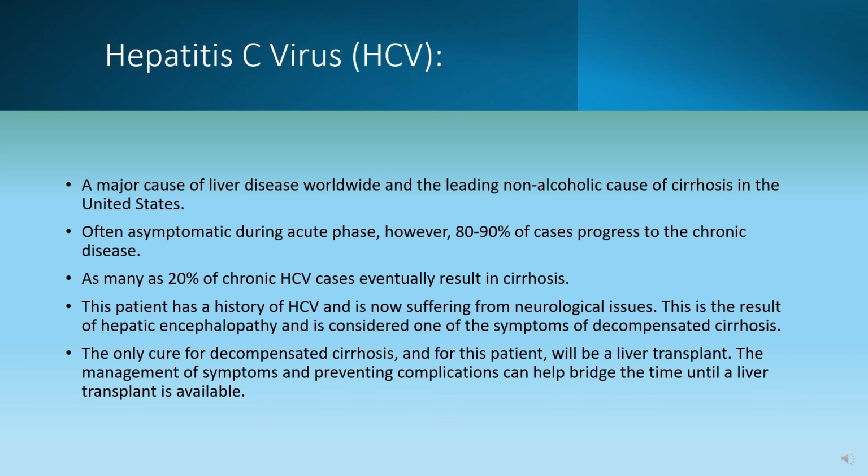This is most likely secondary to increased ammonia levels. The trigger for the patient's progression, or the precipitating factor to the development of this hepatic encephalopathy, was most likely due to the increase in nitrogenous waste resulting from the bleeding in the upper GI tract. Once cirrhosis progresses to hepatic encephalopathy, it is considered decompensated. This patient will eventually need a liver transplant.